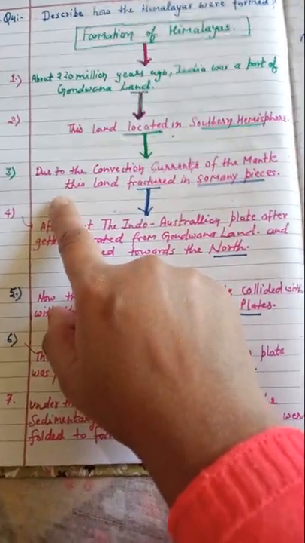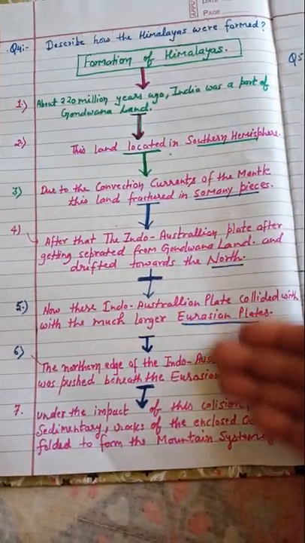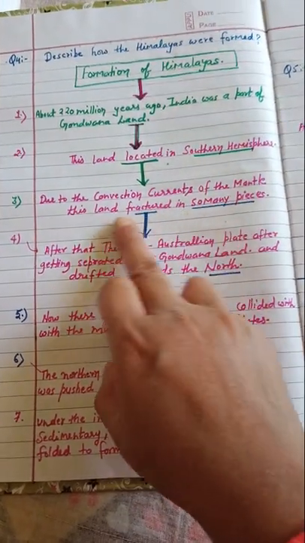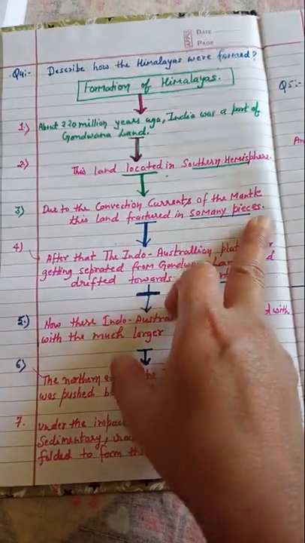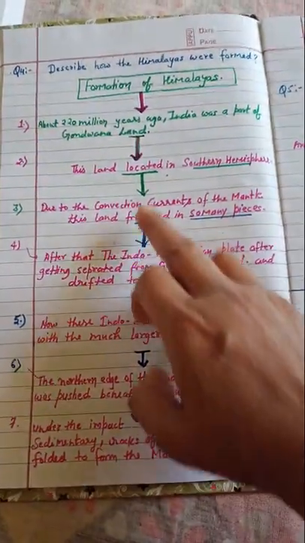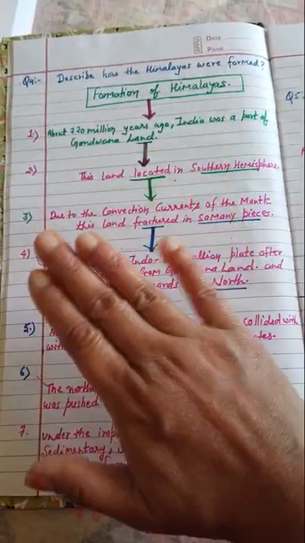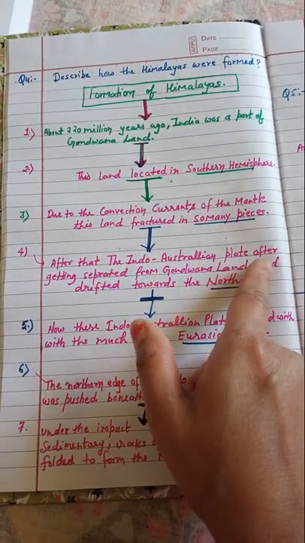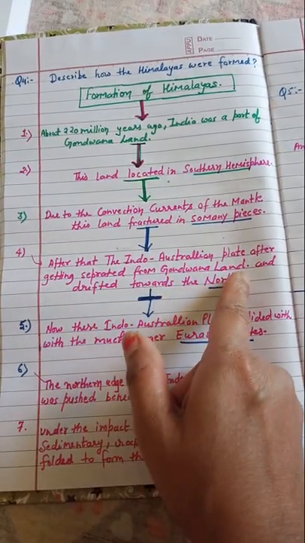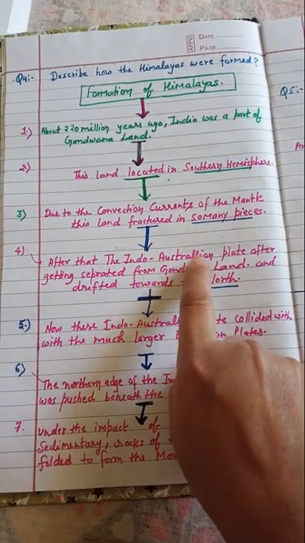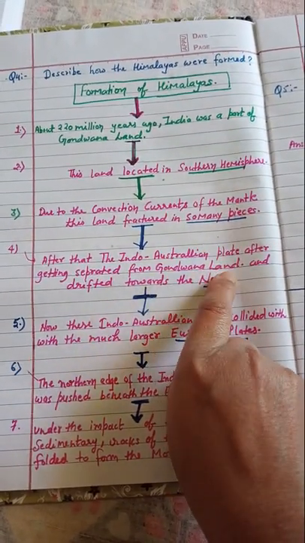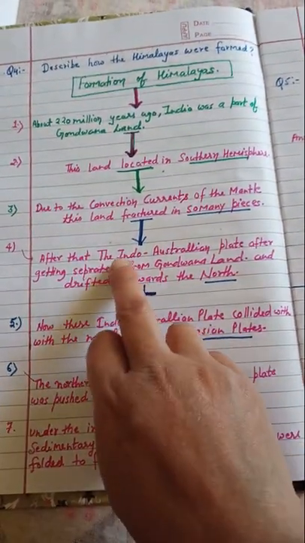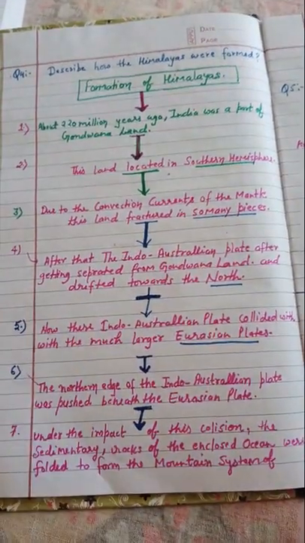Now the third step, we are studying how the Himalayas were formed. Due to the convection current of the mantle, this land fractured into so many pieces. After the convection current, this Gondwana land was divided into many pieces. The Indo-Australian plate got separated from Gondwana land and drifted toward the north.